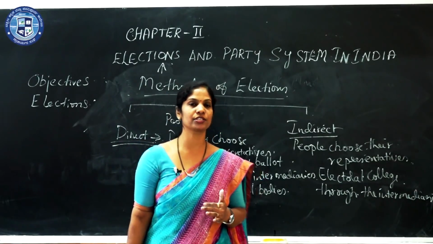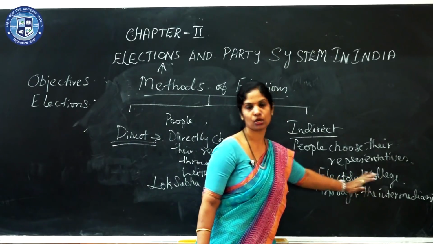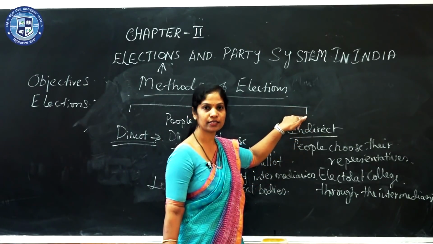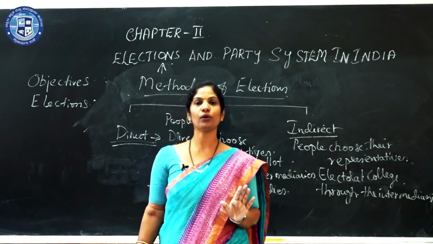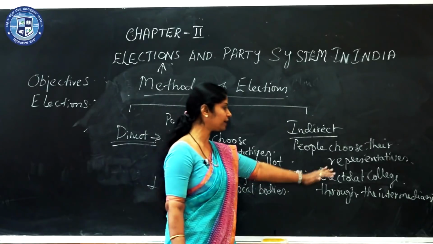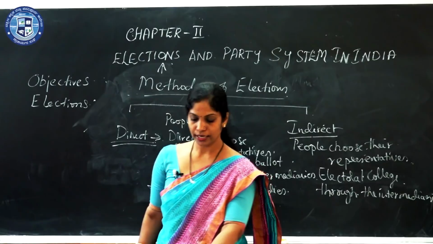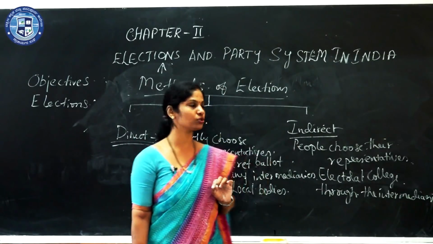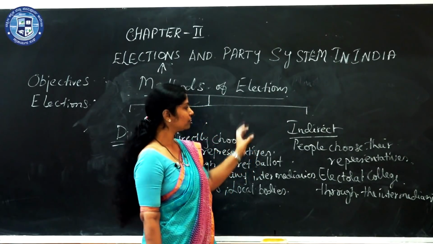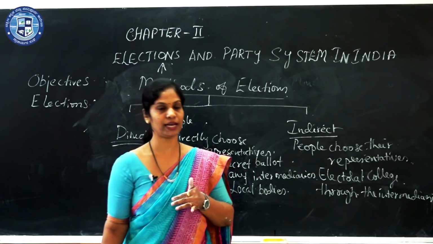The system of election which is conducted through the electoral college or through intermediaries is known as the indirect election. So here people do not directly participate in the affairs of the government or the election. They participate through the electoral college or through their intermediaries, and this system is known as the indirect method of election. Of course, this indirect method of election also has certain merits as well as demerits.